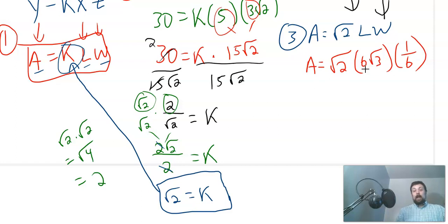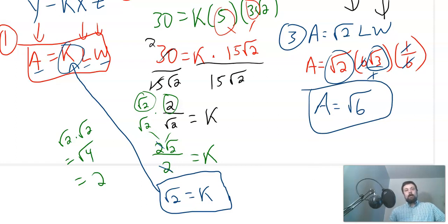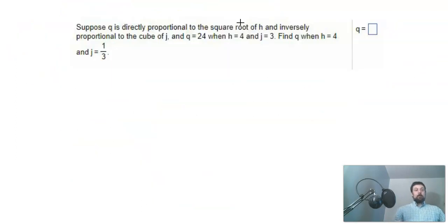So what's going to happen if you think of this as a fraction being over 1? This 6 on top cancels out with this 6 on the bottom. The 1s just go away because when you multiply or divide by 1, they don't change anything. So all we're really left with is square root of 2 times the square root of 3, which multiply together to give me the square root of 6. And that's the answer. All right, let's move on to the next example.